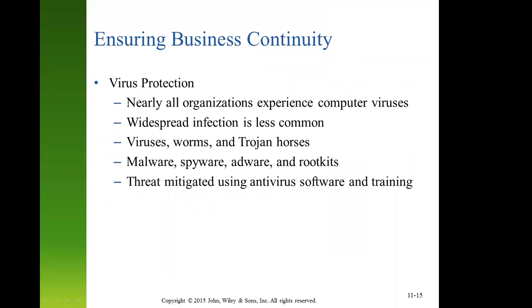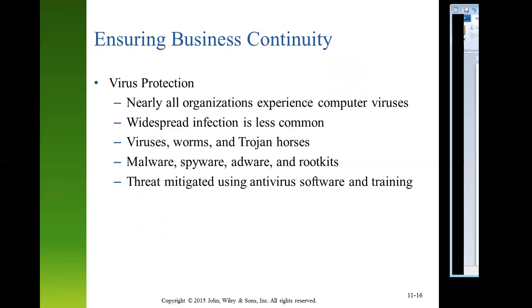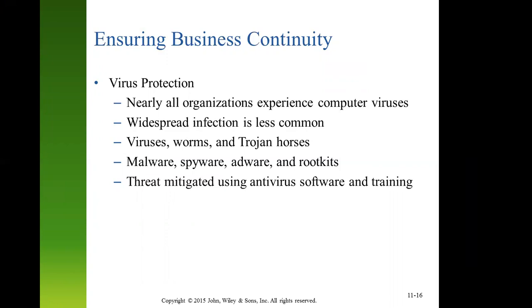So virus protection. Nearly all organizations experience computer viruses. Widespread infection is less common. Here's all the different terms for viruses. Viruses, worms, trojans, malware, spyware, adware, rootkits. You don't need to know what all of these things are individually. You can go look all of these things up. And this is a little bit outdated. Again, we don't really mitigate that threat so much with antivirus software. In fact, a lot of organizations don't even run antivirus software on the workstations anymore. They do it on those firewall devices, these unified threat management devices. There's so many more better reasons to do it there.